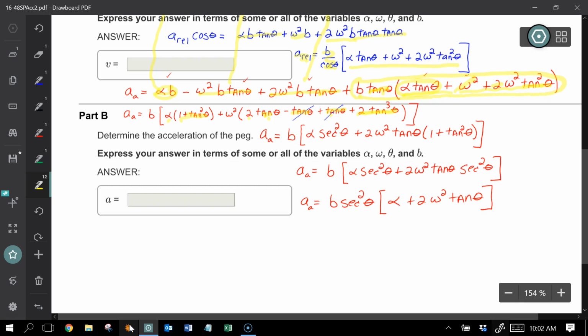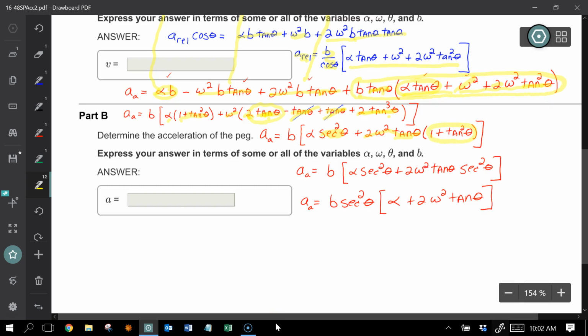So 1 plus the tangent squared is the secant squared. 2 omega squared, that's coming from here. 2 omega squared, you're going to factor out a tangent. 2 tangent omega squared, you factor that out. And what you're left with is a 1 here. These guys are gone. And a tangent cubed becomes, factor out the tangent, so that gets you another 1 plus tangent squared.